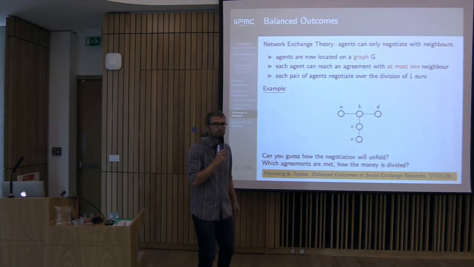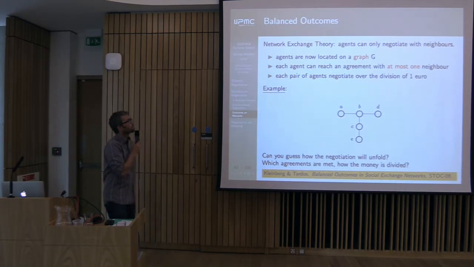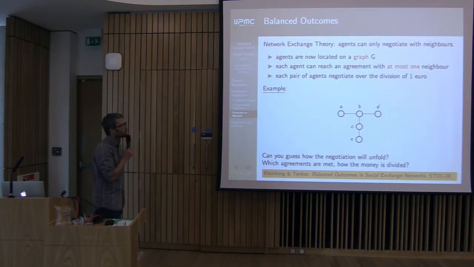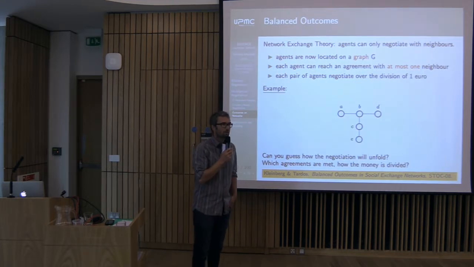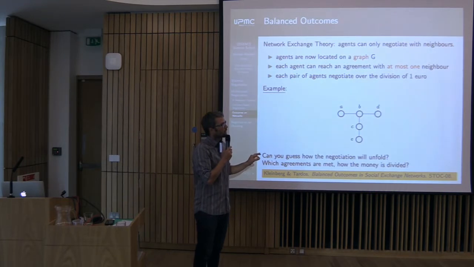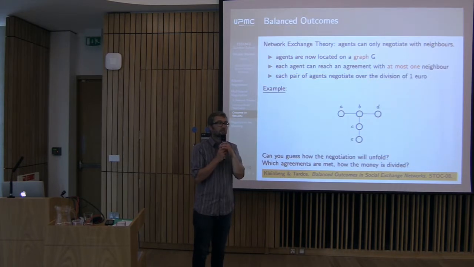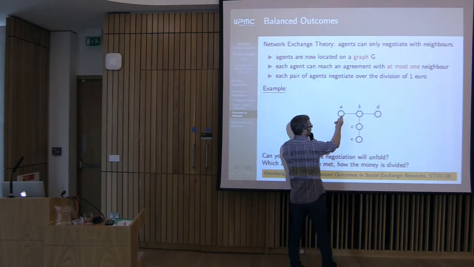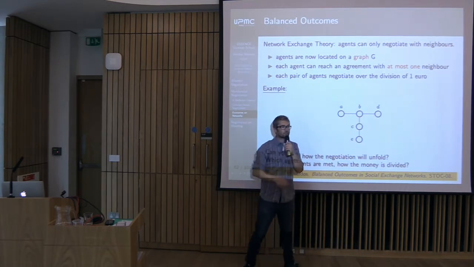Okay, I'd like to say a few words about negotiation on networks. There is a theory called network exchange theory, which is very nice and not so well known. So just a few words about this. Suppose you have agents allocated on a graph. So here the graph means that an agent can deal with another agent if it's a neighbor of this agent on the graph. Okay, so A can deal with B, B can deal with A, D, and C, and so on.